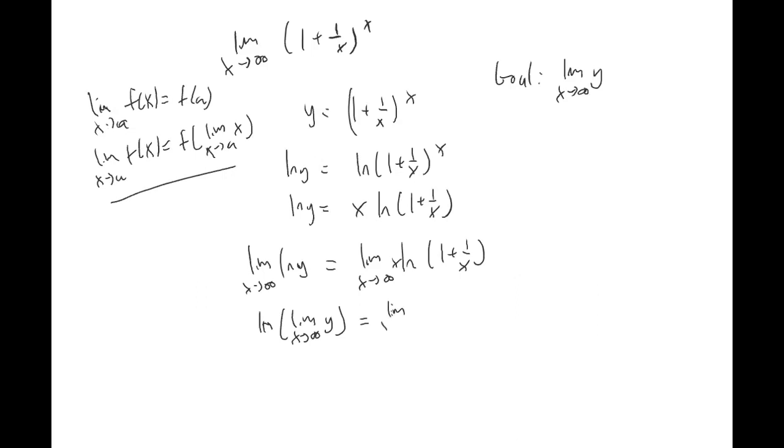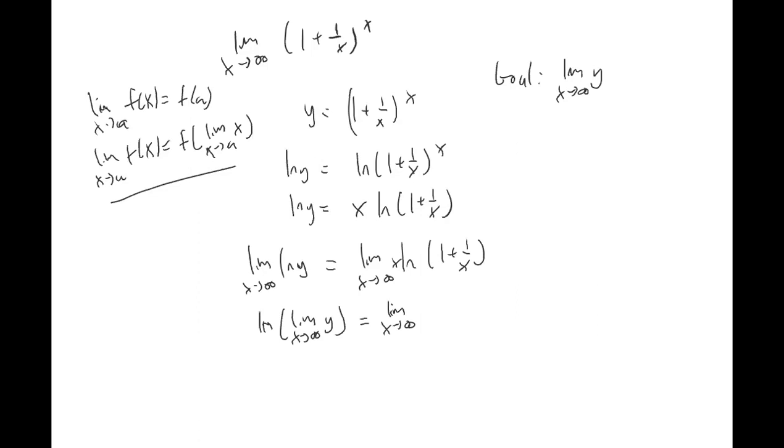So the limit as x goes to infinity. Again, what happens when I plug in infinity? I get infinity times what? What's ln of 1, right? Because 1 over x, 1 over infinity is 0. So I get ln of 1. So what is ln of 1? Yeah, it's 0, right? So I have infinity times 0.